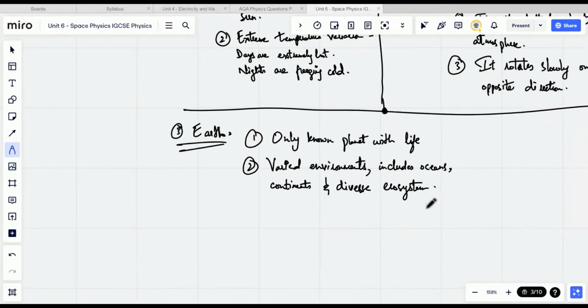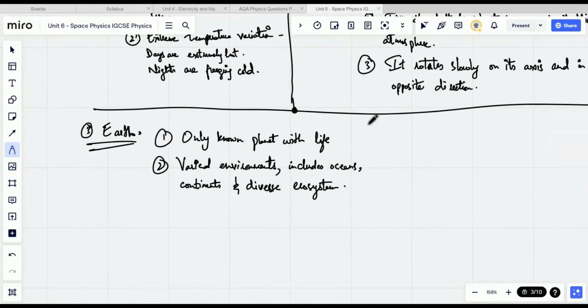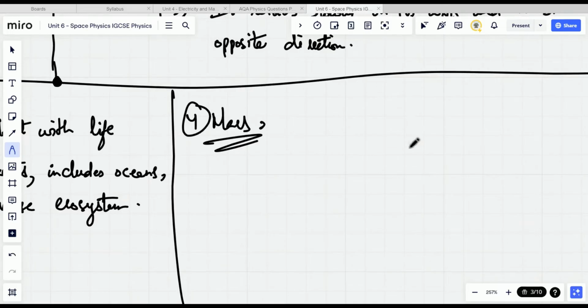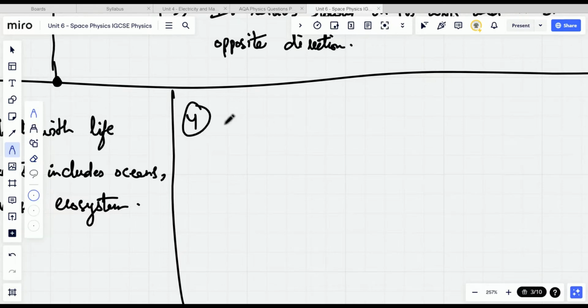Let's talk about Mars now. Do you all know anything about Mars? Yeah, it's the red planet, right? Yes, it is known as the red planet. But why is it known as the red planet? That's due to its atmosphere, I believe. No, the soil of Mars is basically rich in iron. That's why it gives it that red color.